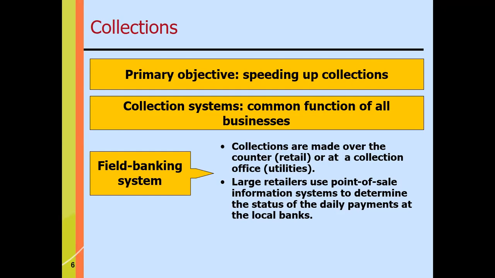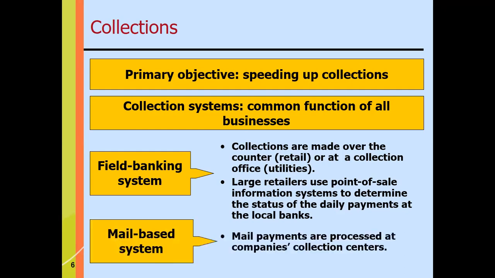Large retailers use POS, or point of sale, information systems, or ISS, to determine the status of the daily payments at the local banks. So even if the payments are not yet reflected, there would be details already shown, for example, that certain payments coming from the customers have been made on the banks. But again, there would be processing time normally. Mail-based system, or MBS, on the other hand, means mail payments are processed at companies' collection centers. So we allow our customers to mail their respective payments, and we have our collection centers that will be managing such.